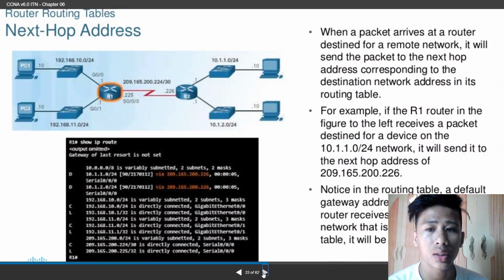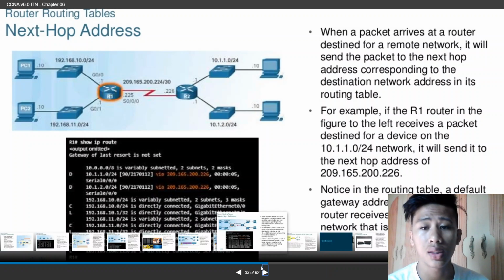The next hop address is used when a packet arrives at a router destined for a remote network. The router sends the packet to the next hop address corresponding to the destination network address in its routing table.